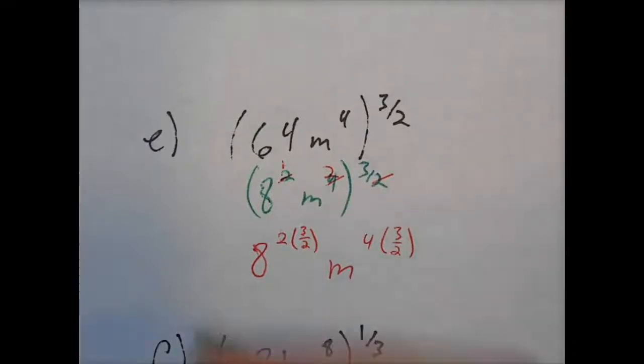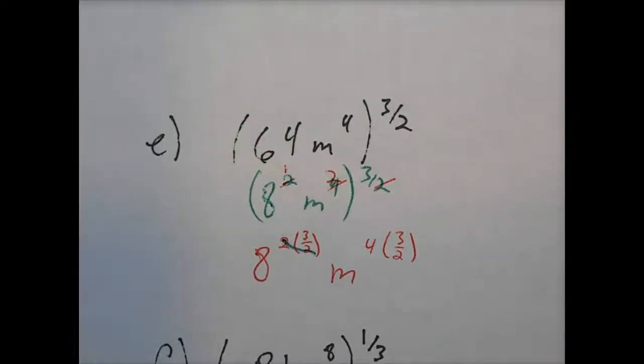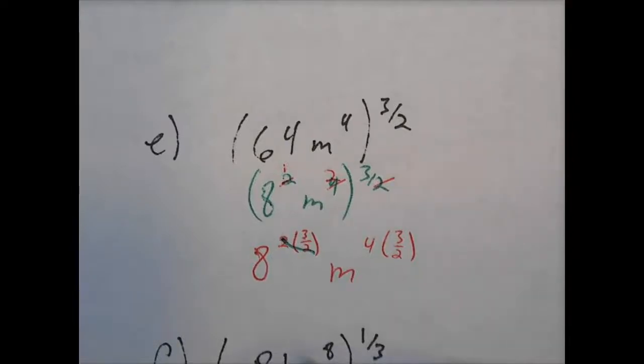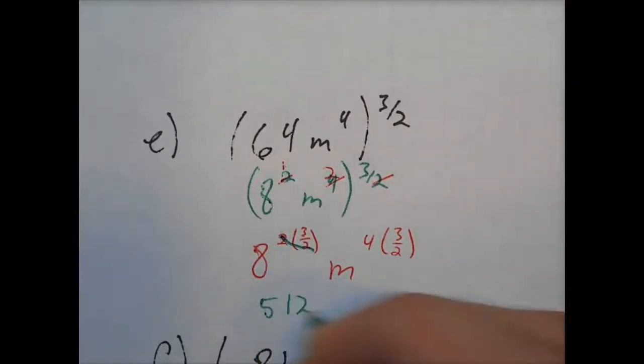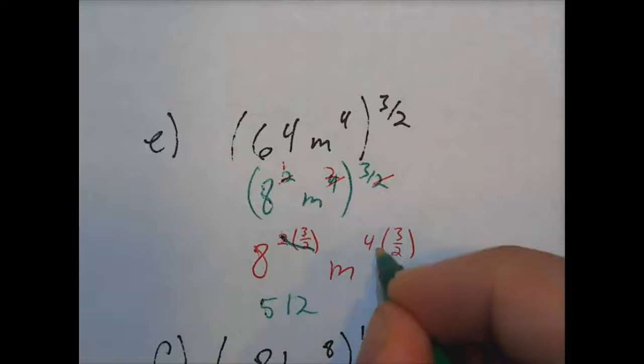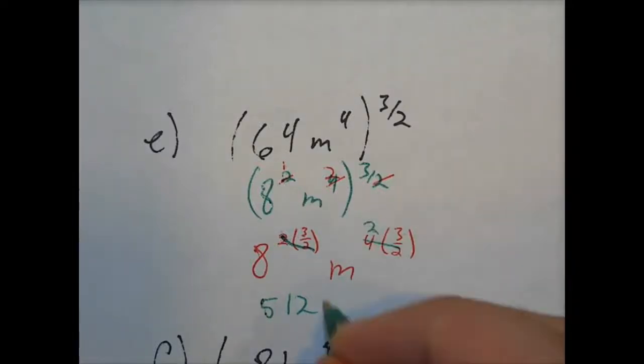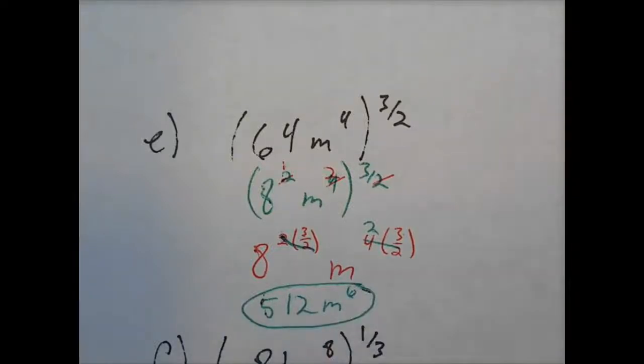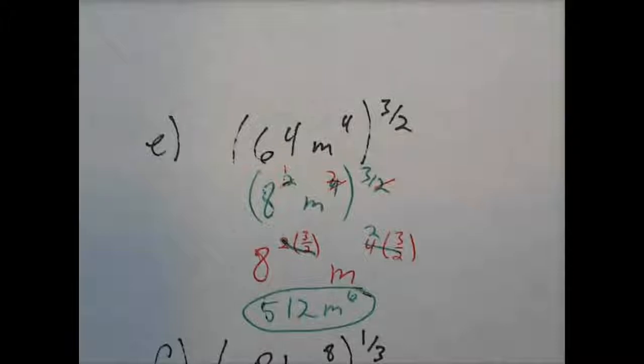So I said the 2's divide here, so that's just 8 to the third. 8 to the third is a big number. 8 times 6 is 48, so 480 plus 32, so that should be 512, so 512. Now m to the fourth, so I have 4 divided by 2 is 2, times 3 is 6, so 512 m to the sixth. I don't expect you to be able to do 8 to the third in your head.